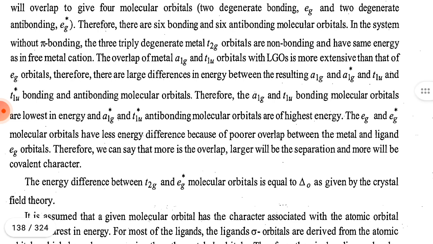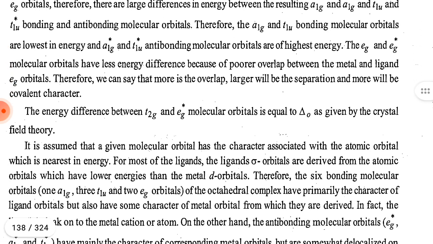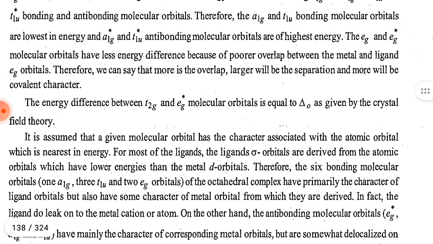In a system without pi bonding, the 3 triply degenerate metal T2g orbitals are non-bonding and have the same energy as in the free metal cation. The overlap of metal A1g and T1u orbitals with ligand group orbitals is more extensive than that of Eg orbitals. Therefore, there is a large difference in energy between the resulting A1g and A1g star, and T1u and T1u star bonding and anti-bonding molecular orbitals. The A1g and T1u bonding molecular orbitals are lower in energy, and A1g star and T1u star anti-bonding molecular orbitals are of highest energy.